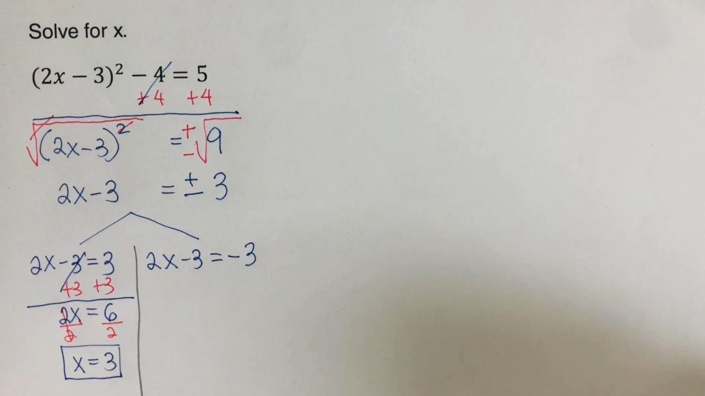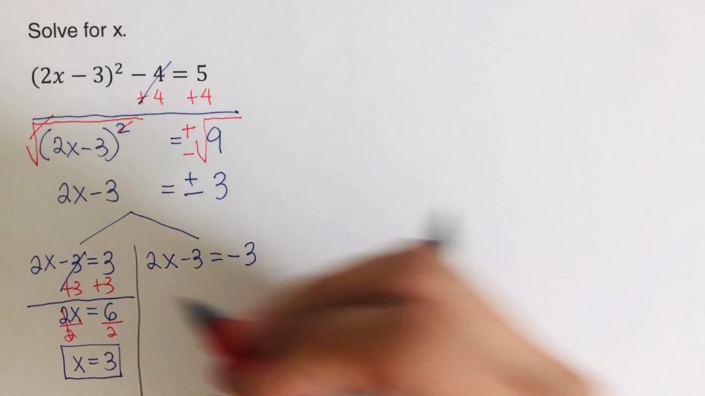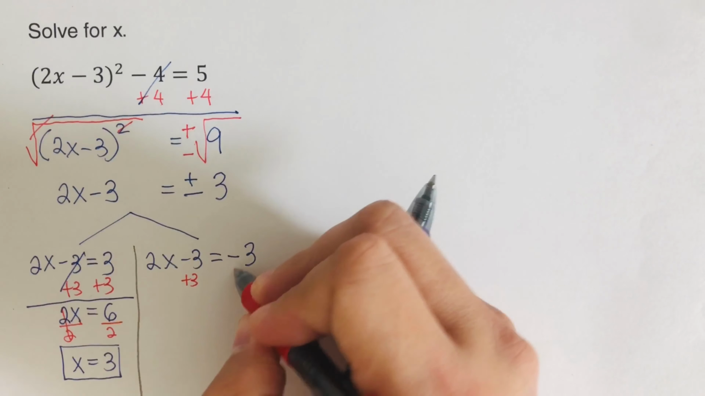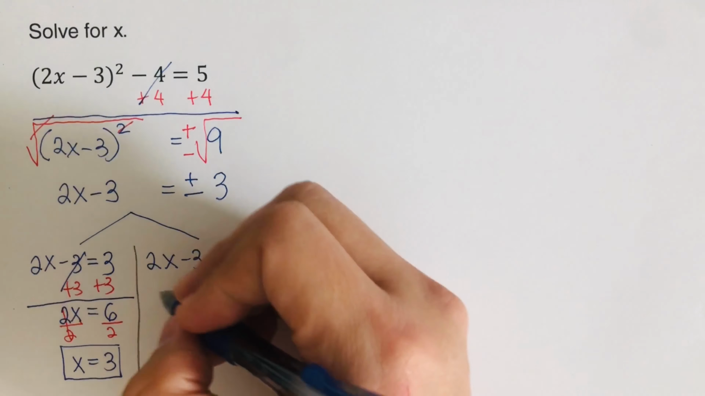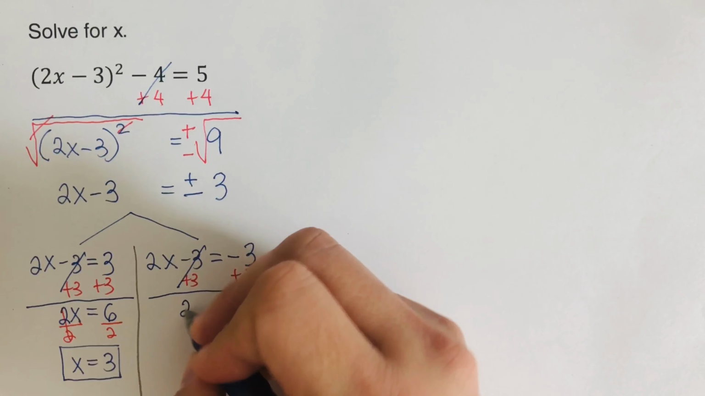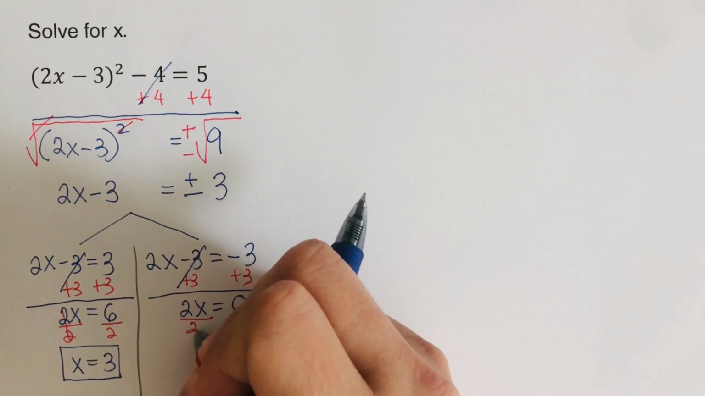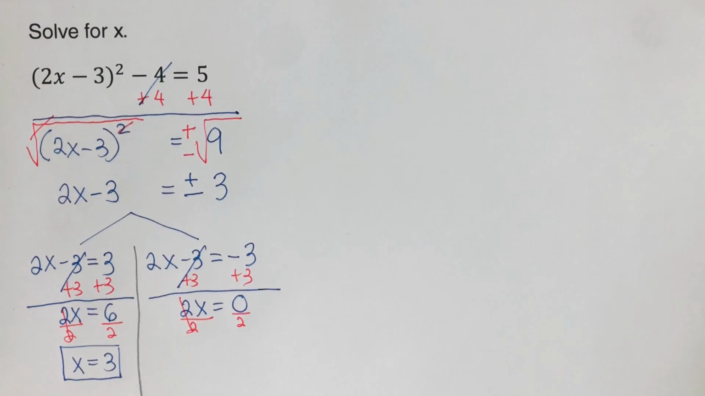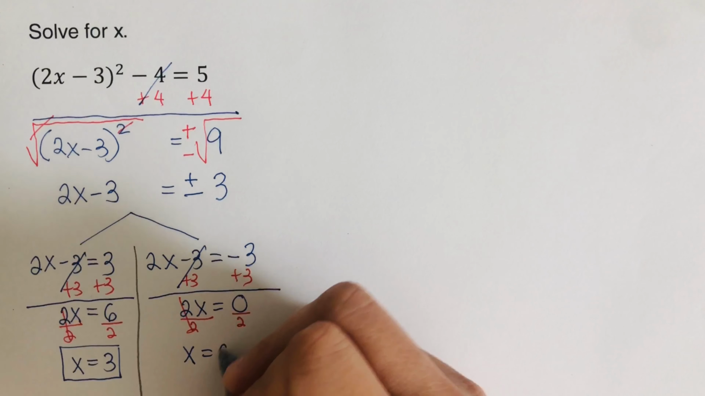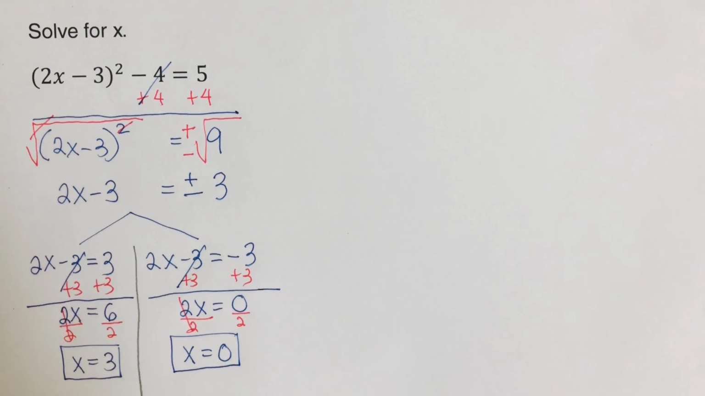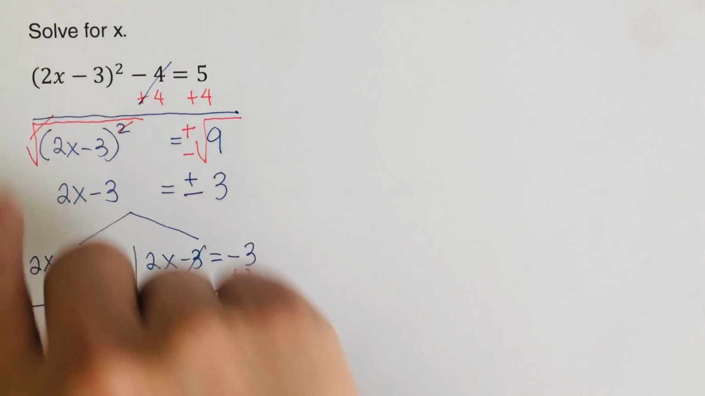And then we move on to the other equation. So that's going to be plus 3 and plus 3. So this would give us 2x is equal to 0. Then we're dividing 2 from both sides. Divide this by 2. So then our x is 0. So these are the two values of x that will make this equation true.